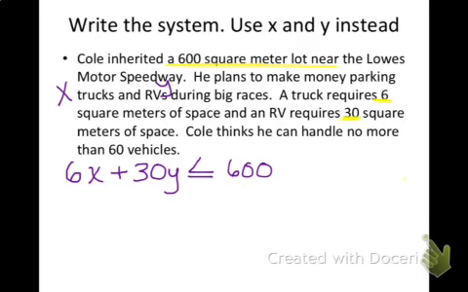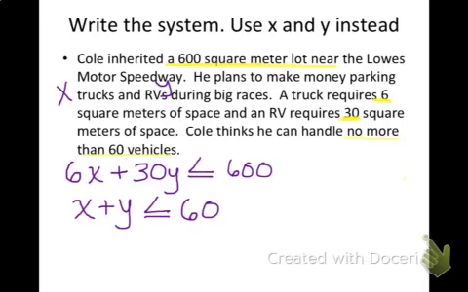The second one is easier. It just says he can handle no more than 60 vehicles. So that means that if I put together my trucks with my RVs, I cannot exceed 60. Okay, so there we have our systems.